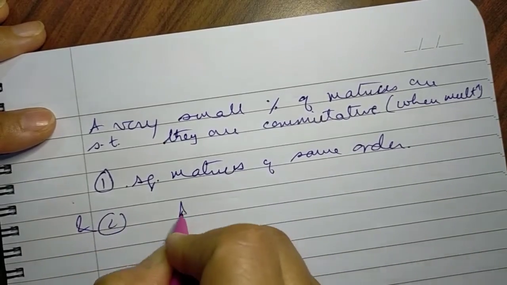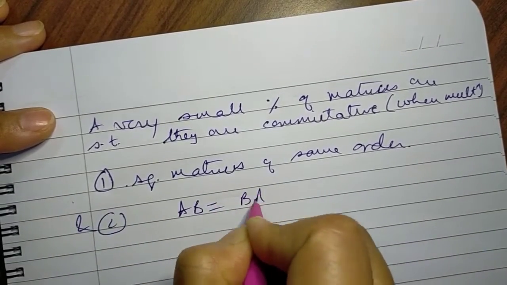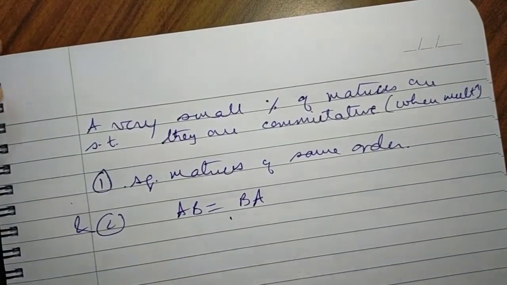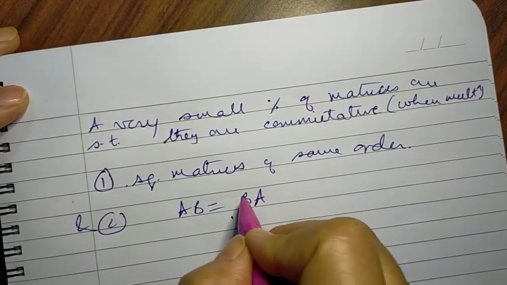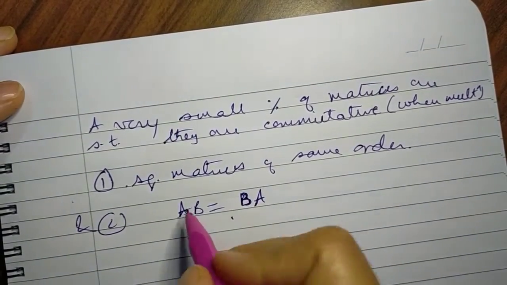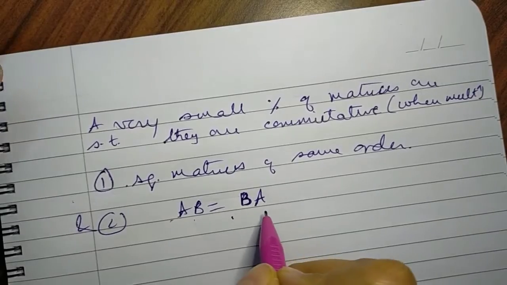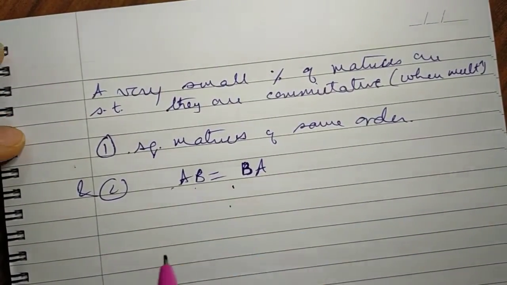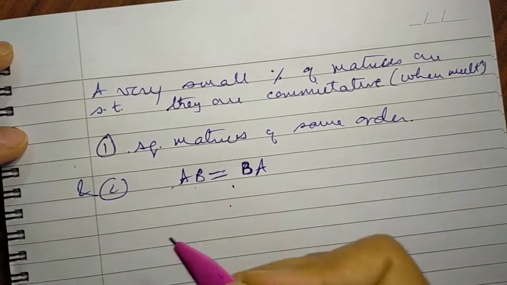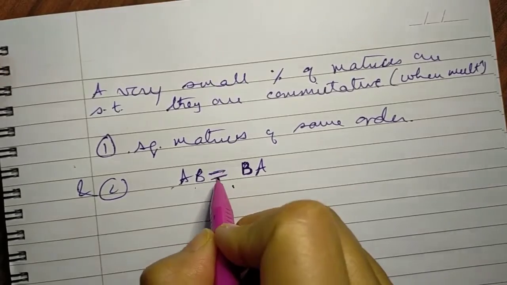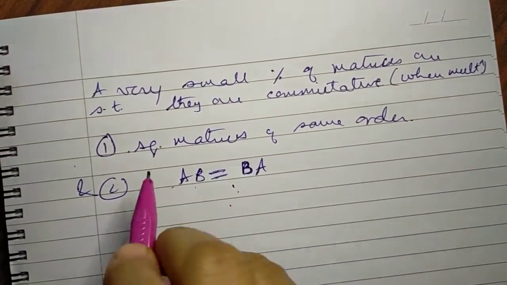First thing is, that's a prerequisite, that they have to be square matrices of same order. And the second thing should be AB equal to BA. Then we say that they are commutative. Okay, now this is the first thing. Now if at all they are commutative, means you can write AB equal to BA.